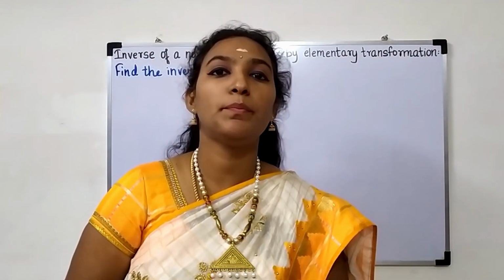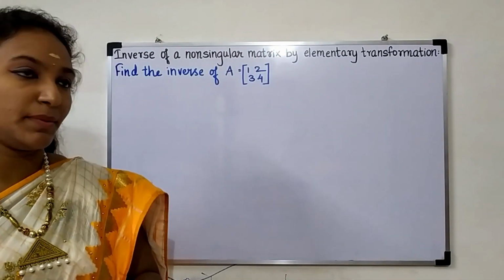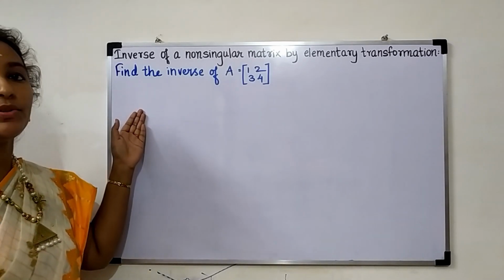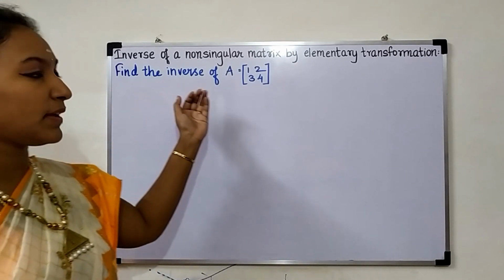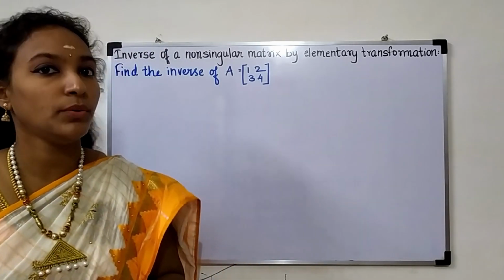Today we are going to solve a problem based upon how to find the inverse of the given matrix using elementary transformation. Okay, here is a given question. We have to find the inverse of A, that is 1, 2, 3, 4. This is a 2 by 2 matrix.